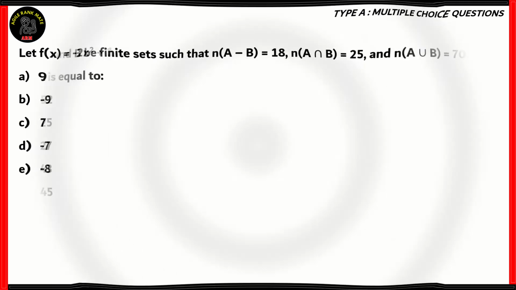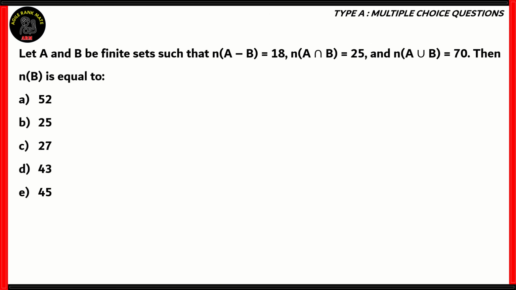Moving on. Let A and B be finite sets such that n of A minus B is 18, n of A intersection B is 25, n of A union B is 70. Find out the value of n of B. Is it 52, 25, 27, 43, 45?